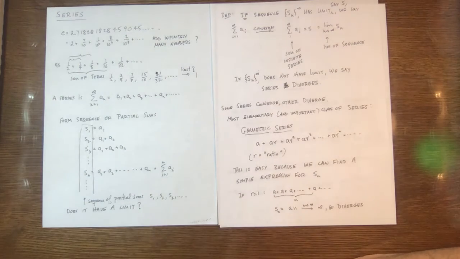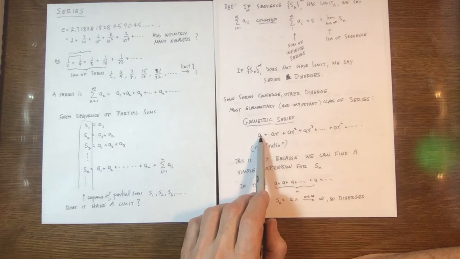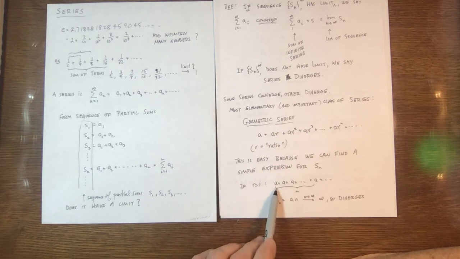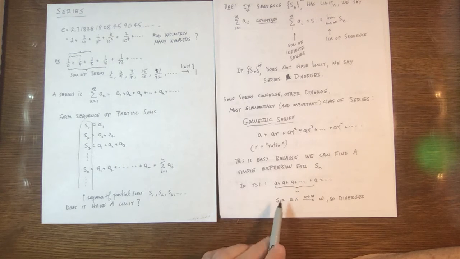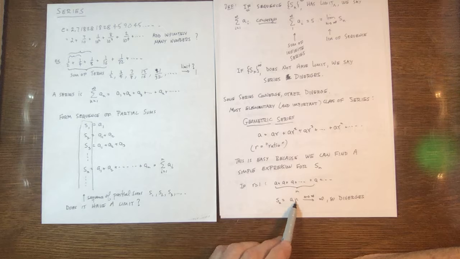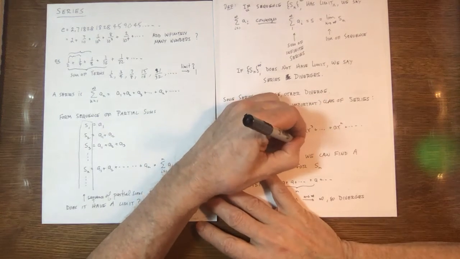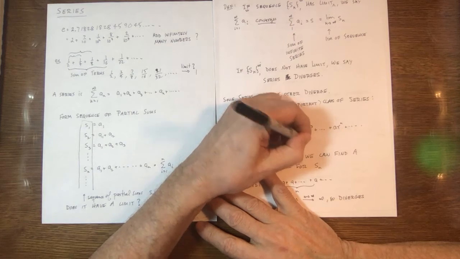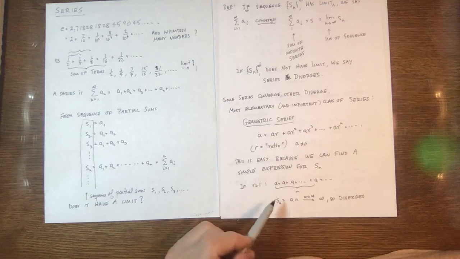So let's do it. First think about the case if r equals 1. If r equals 1, then all these terms are just a. You're adding up a over and over, so the nth partial sum is a times n, which of course goes to infinity. I'm assuming, of course, that a is not 0, otherwise there's nothing to talk about here. So this would diverge.